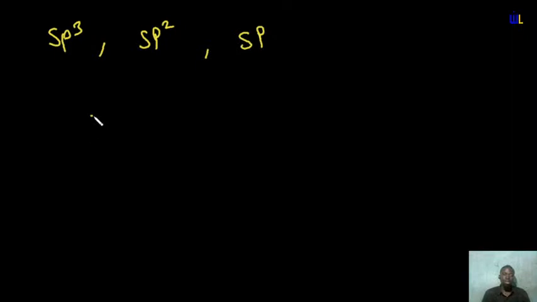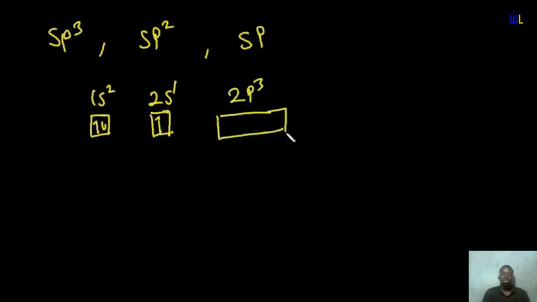Let's look at this again. Looking at the orbital configuration, this is 1s2, 2 electrons. This is 2s1, 1 electron. And then this is 2p3, 3 electrons. 1, 2, 3. Whenever you are dealing with hybridization, you are simply combining orbitals. Now, remember, I said hybridization is the combination.